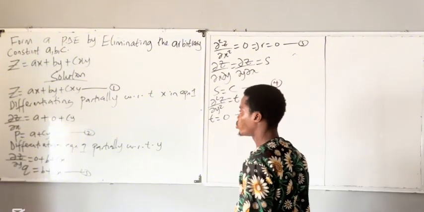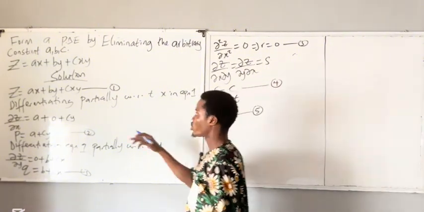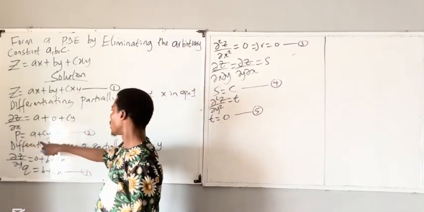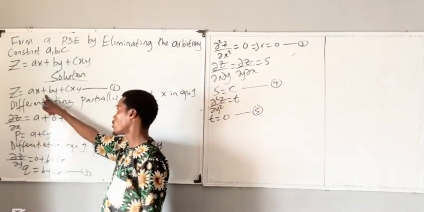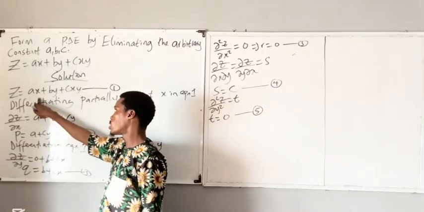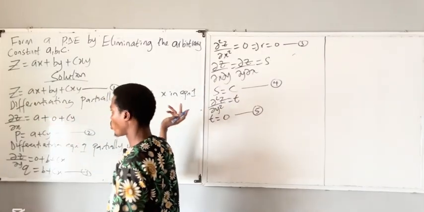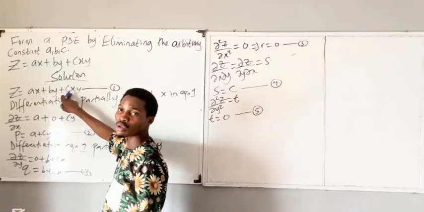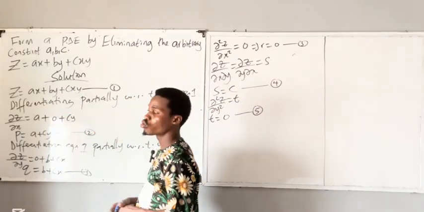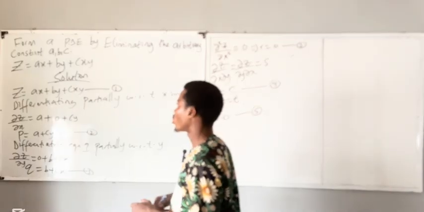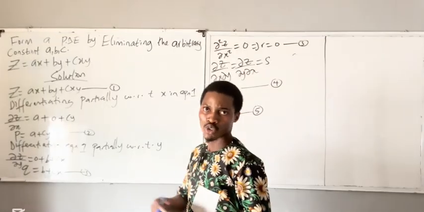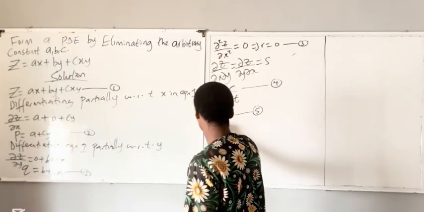So what are we going to do? I cannot substitute this. If I make a the subject of the formula and put it here, I'm going to eliminate a from here. If I make b the subject, I'm going to eliminate b from here. But I will not be able to eliminate c from here. So what am I going to do? I'm going to multiply equation 2 by x, then multiply equation 3 by y. Let us do that.